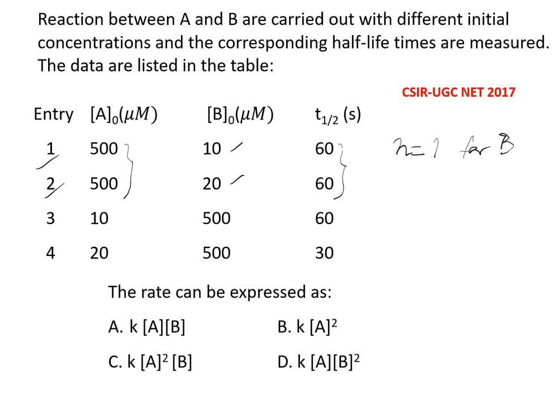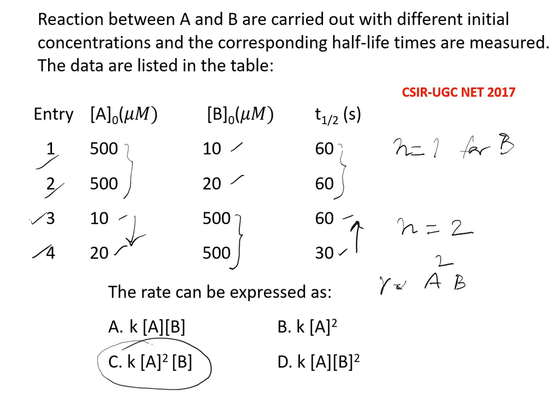Now you check entries 1, 3 and 4. Here the B concentrations are the same, but A doubles, and as a result the half-life becomes half. That means inverse. Here it is double and here it is half. So inversely proportional implies second order, so n is 2. So that means rate should be proportional to A to the power 2 and B to the power 1. That means A square B. So I think option C should be the right option, and it is option C.